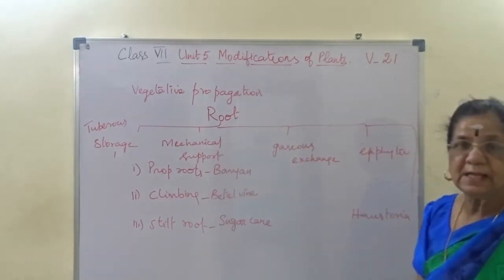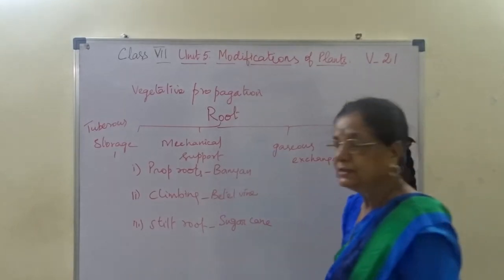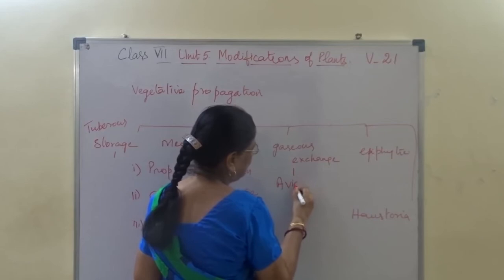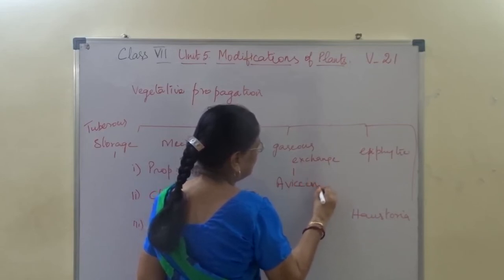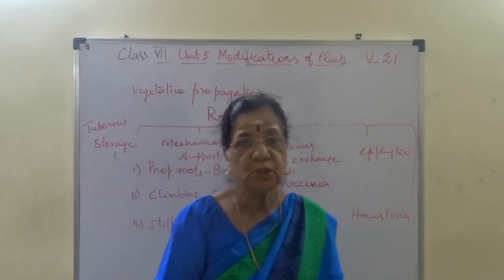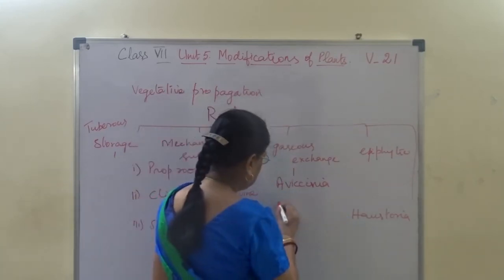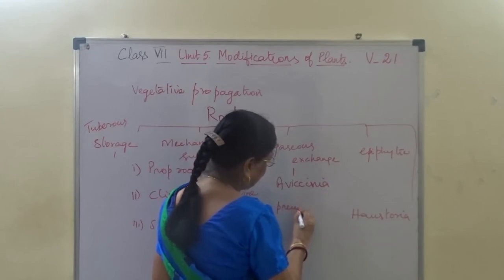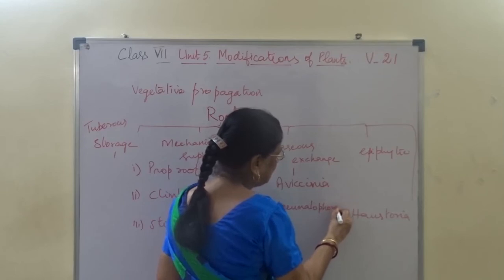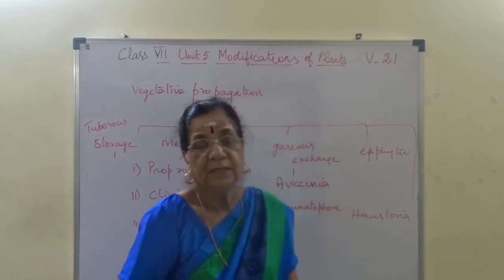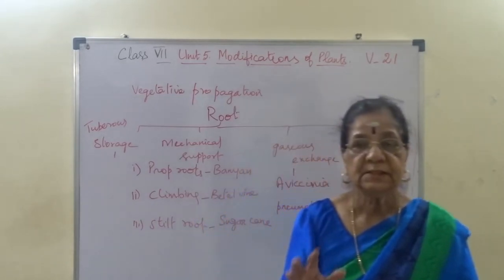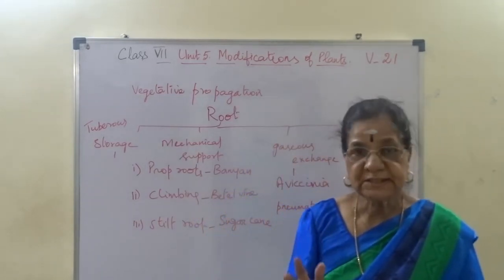The next one, gaseous exchange. Example, Avicennia. It is also called breathing root or respiratory root with the pneumatophores. Pneumatophores, what I said again? Avicennia is a tree. It is having a proper taproot system. But it is growing in the marshy land.